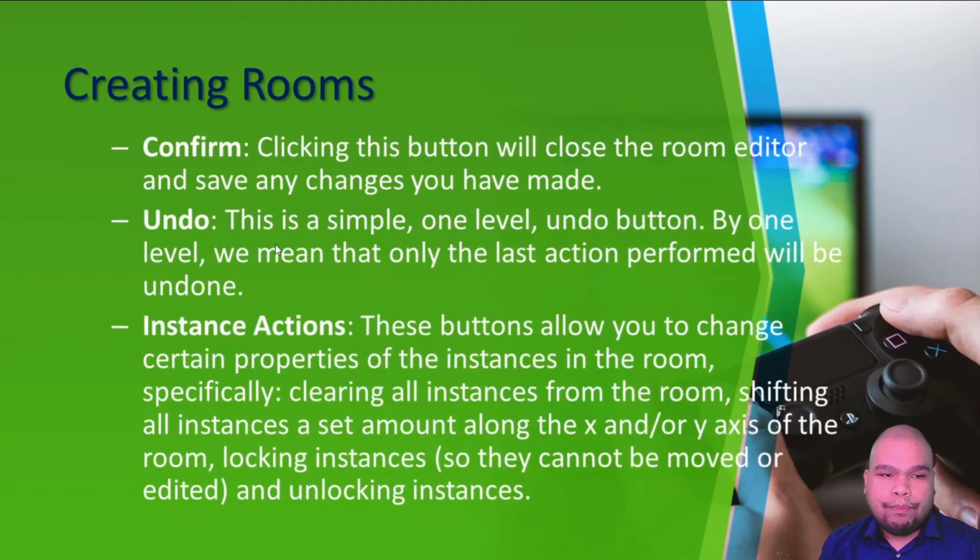The first one, confirm. Clicking this button will close the room editor and save any changes you have made. Undo. This is a simple one-level button. By one level, we mean that only the last action performed will be undone. Instance actions. These buttons allow you to change certain properties of the instances in the room. Specifically, clearing all instances from the room, shifting all instances a set amount along the X and Y axis of the room, locking instances and unlocking instances.